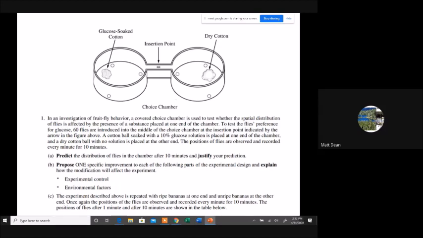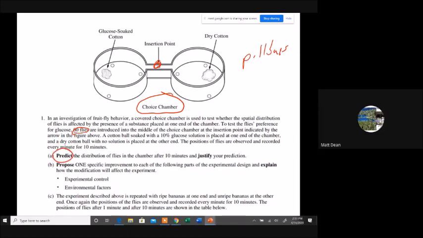All right, so these choice chamber labs are a very common lab that you'll see done in AP Bio classes. A lot of you probably did a version of this lab with pill bugs, with essentially the same setup you see in this picture. Here we have glucose-soaked cotton on one side and dry cotton on the other. We put some flies, let's say 60 flies, into the middle in here. And then we're asked to figure out what's going to happen.